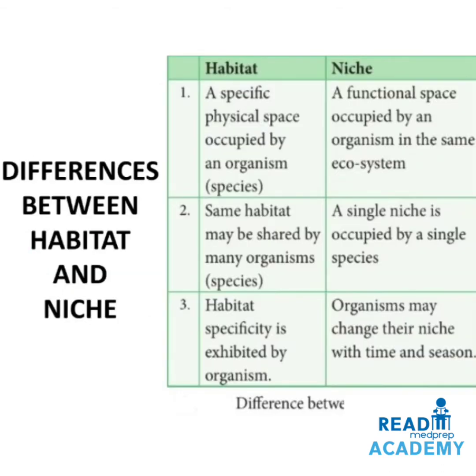What are the differences between a habitat and a niche? A habitat is a specific physical space occupied by an organism or a species. A niche is a fundamental space occupied by an organism in the same ecosystem. The same habitat may be shared by many organisms or species, whereas a single niche is occupied by a single species. Habitat specificity is exhibited by organisms. Organisms may change their niche with time and season.